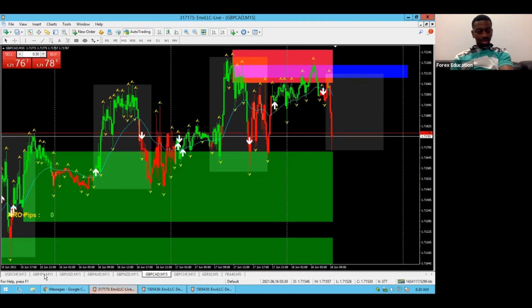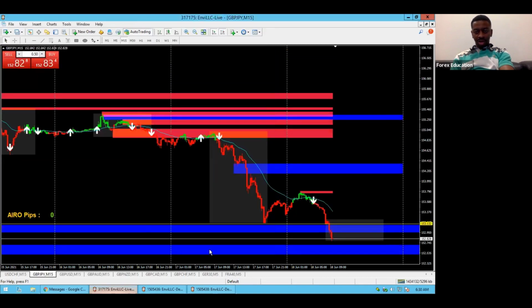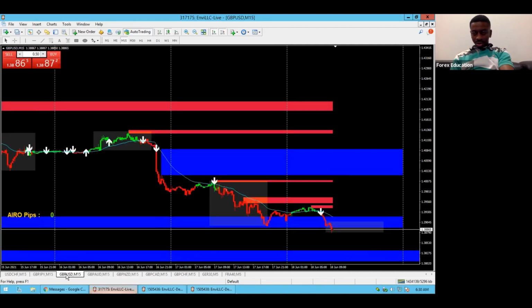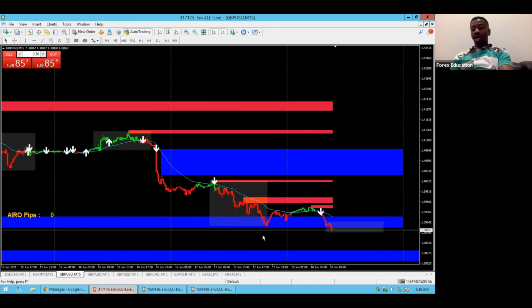Let's see here. German 30 for the buy. Oh, look at that. GJ pushing. GU not doing much of nothing. So like I said, what I'm waiting on GU, GJ to do, because there are no support zones down here. I've got the imbalance or the order blocks. So I'm waiting for price to come back down, retest, and then drop again.